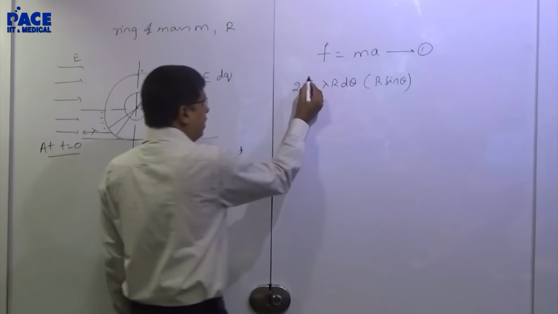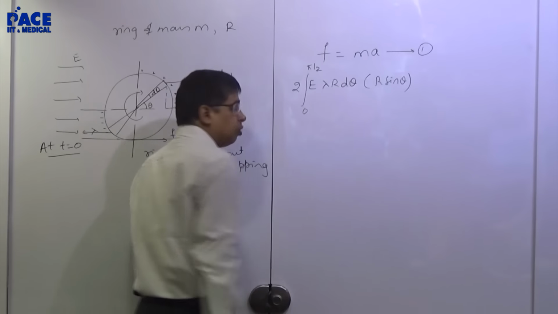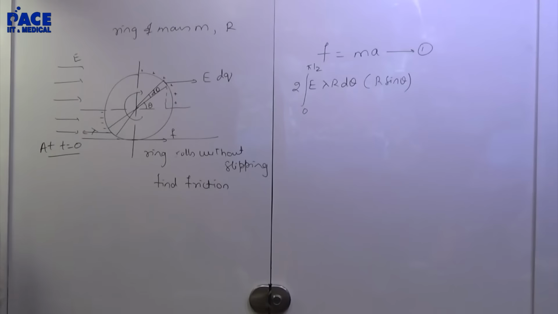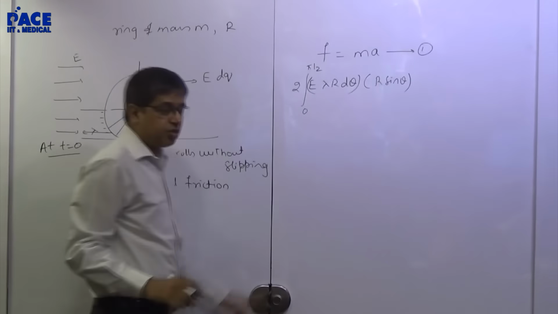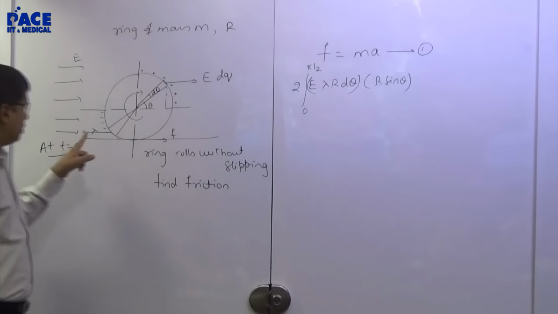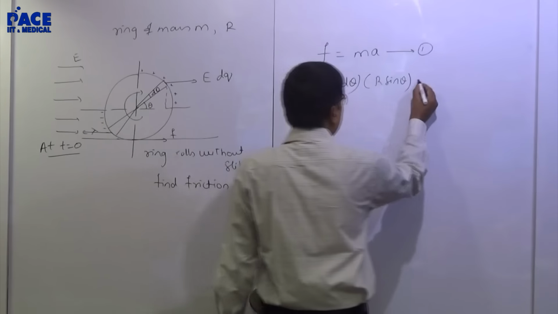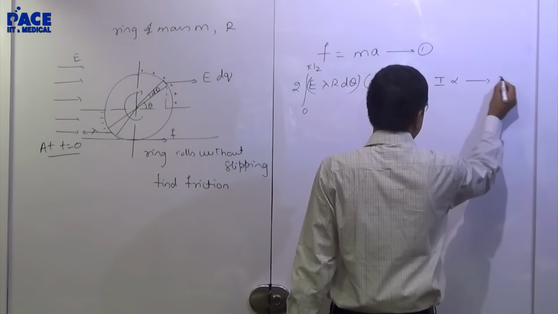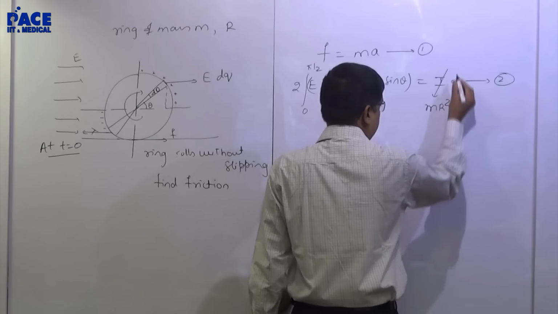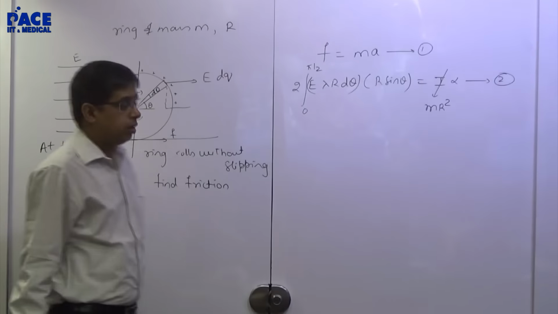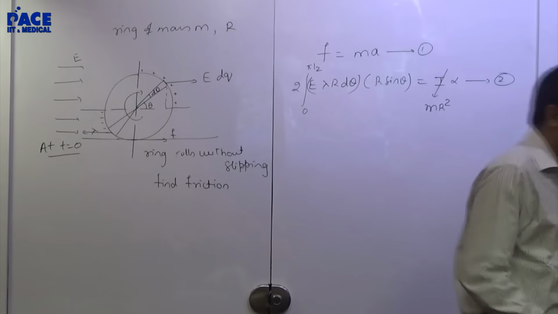This I will have to integrate from theta equal to 0 to theta equal to pi by 2. This will be the clockwise torque. This is the force, this is the perpendicular distance. Why 2 times? There are 2 similar forces. This will be equal to I into alpha. What will I be? M r square. Minus F into R will be I into alpha. I forgot the torque due to friction.